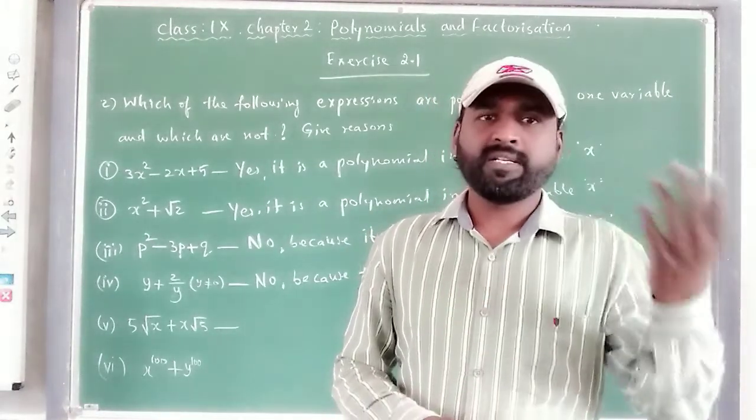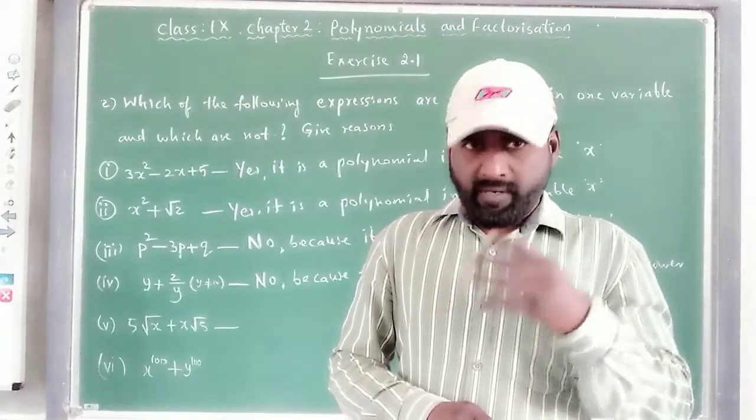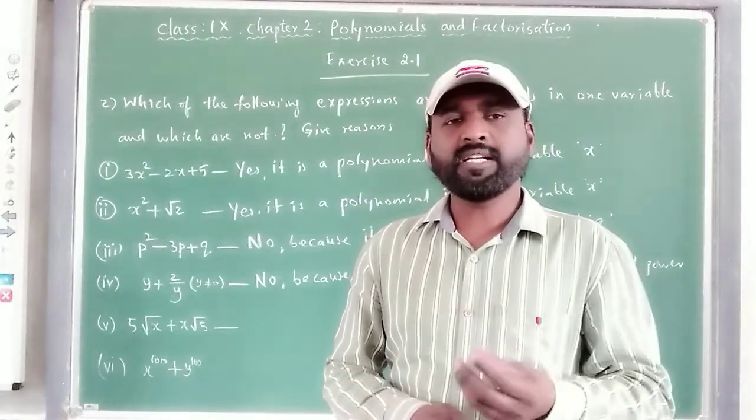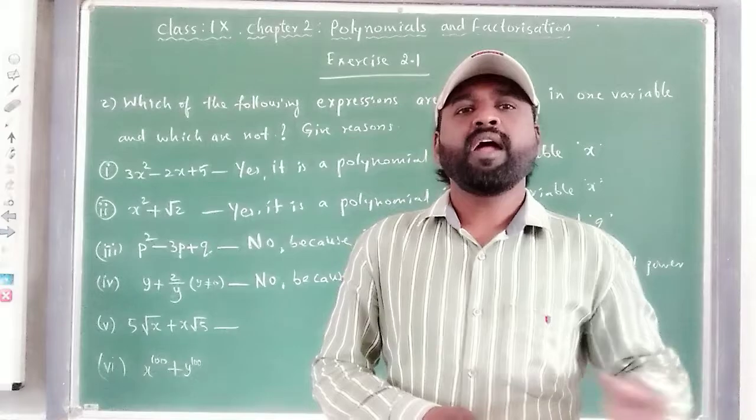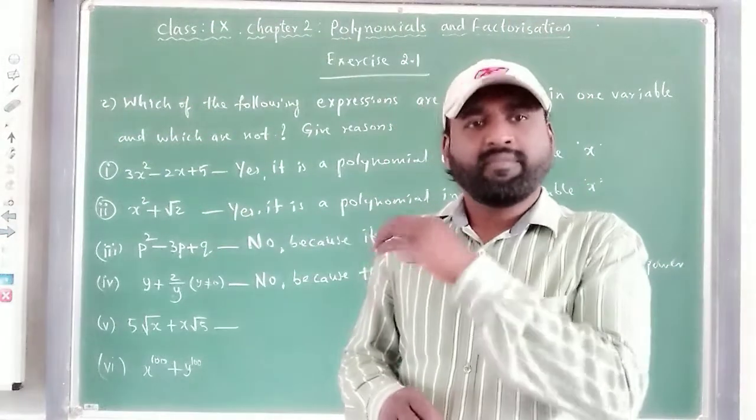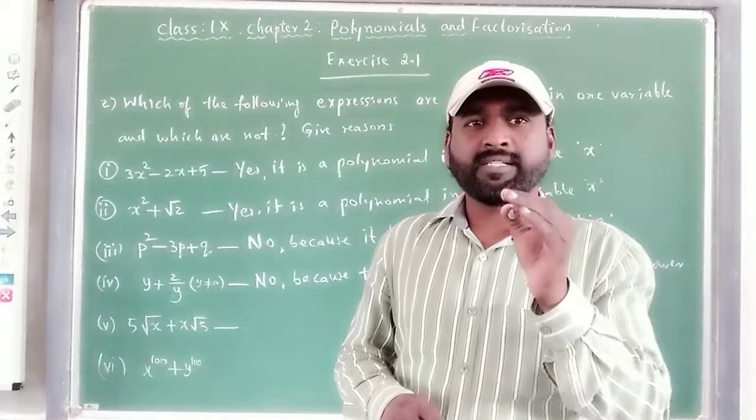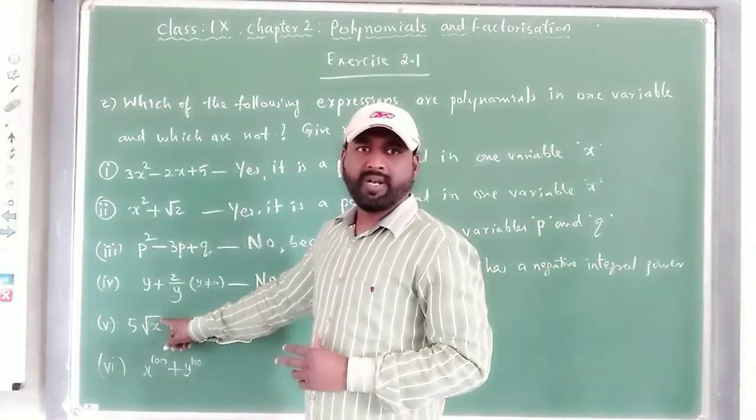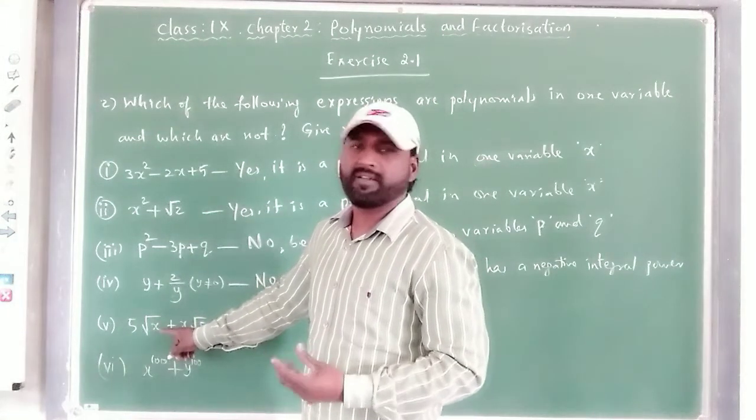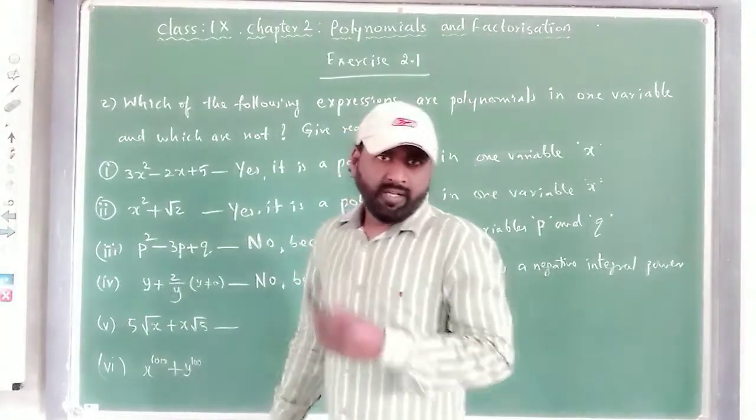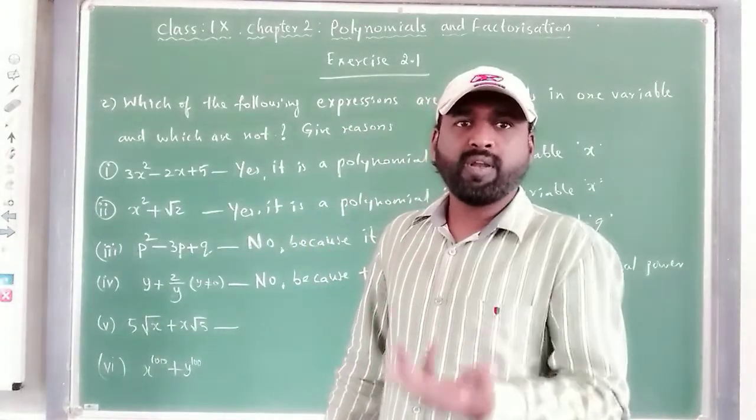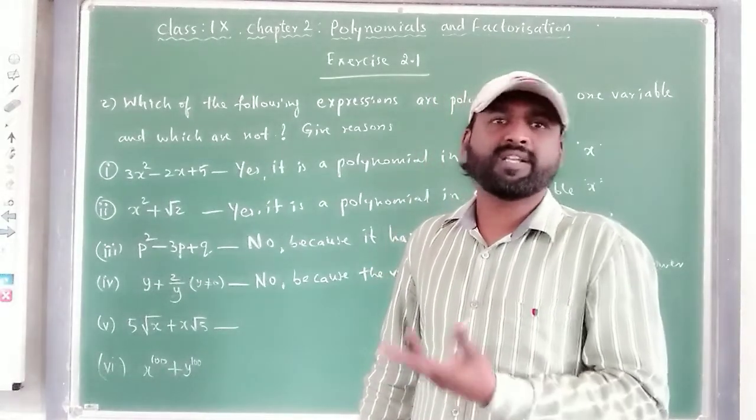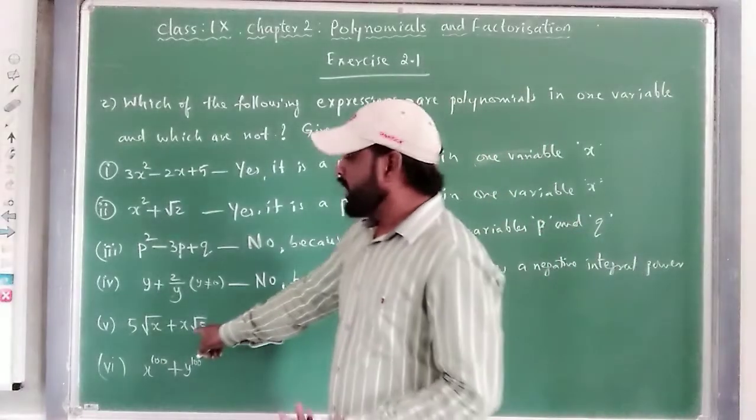Integers are what? Positive integers, negative integers, and they do not have any decimals or fractions in them. Integers means 0, plus 1, 2, 3, 4 and minus 1, 2, 3, 4, and so on. But to say polynomial, it should have integers and that too positive integers only. The exponent of the variable in the first term is not an integer. Under root of x, if you write it in exponential form, the exponent of the variable will become 1 by 2. That 1 by 2 is not an integer. That is why it is not a polynomial.